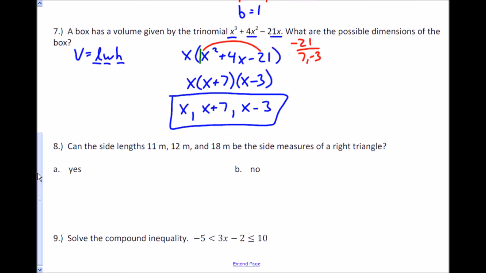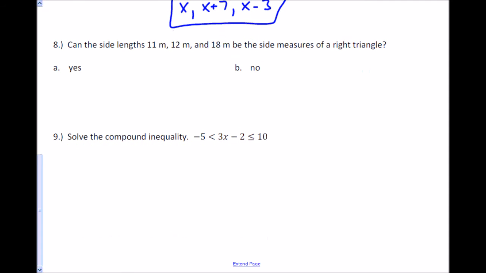In number 8, it asks us if these could be the measures of a right triangle. Remember, all right triangles adhere to the Pythagorean theorem, a squared plus b squared equals c squared. So if it's a right triangle, this is true, and if this is true, it's a right triangle. So I'm going to plug these values in. I just do 11 squared plus 12 squared equals 18 squared.